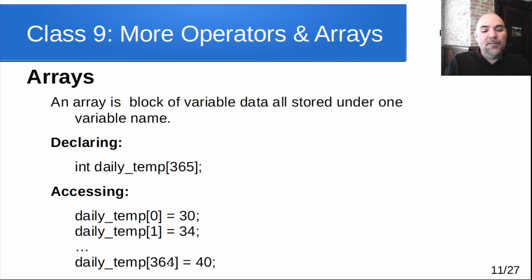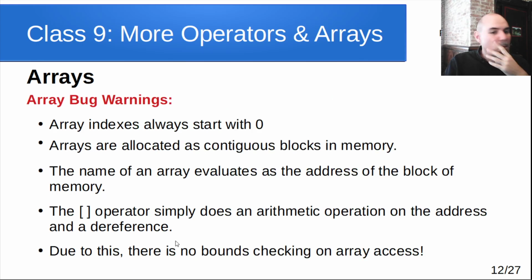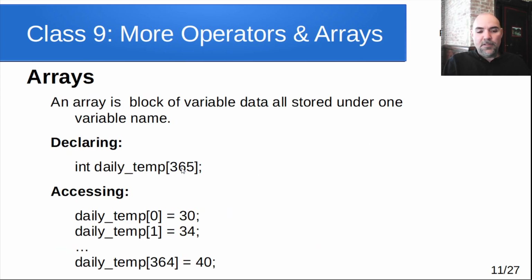So daily_temp[0] is 30, daily_temp[1] is 34, and the last one, daily_temp[364], is 40. One thing to note, and this is another bug warning I probably should have put here, is that this is the number of items we want, not the index of the last one, and the indexes start with 0. So the last one in our list is always going to be one less than the total number we reserved. Here it's 365, so the last index is 364. And that's going to prove important.